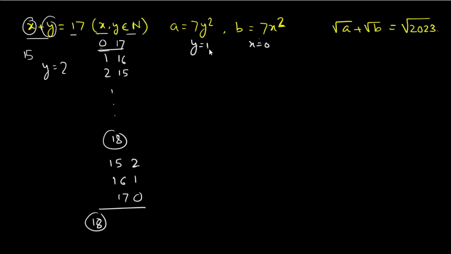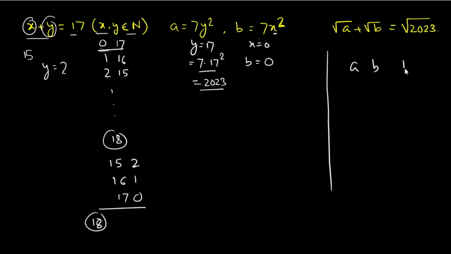So in the next step, here x is 0, y is 17. Then we can calculate b: the value of x will be 0, so the whole term is 0. Now in place of y we'll put 17, so it will be 7 multiplied by 17 squared. In the initial step we calculated that 7 multiplied by 17 squared is 2023. So similarly the sets of a and b will be 18 sets only. The first set will be a is 2023 and the value of b will be 0.